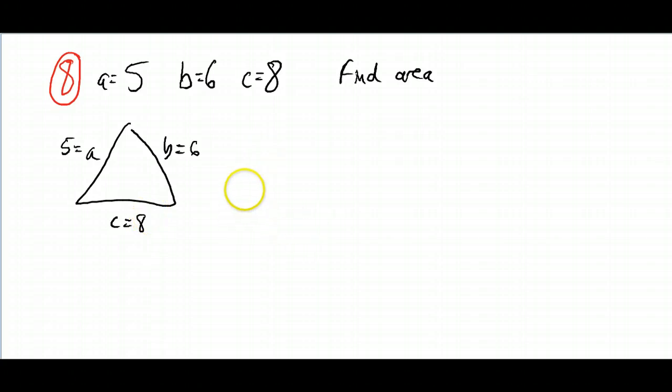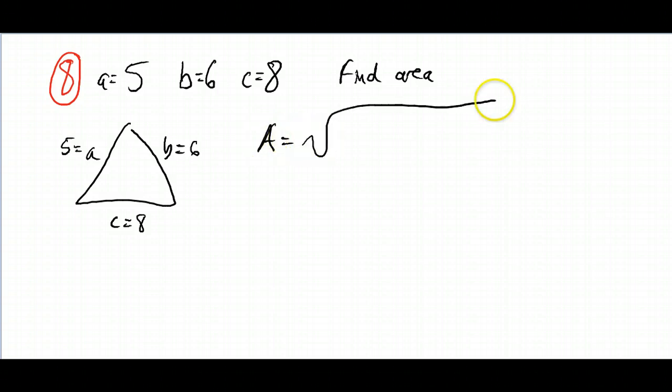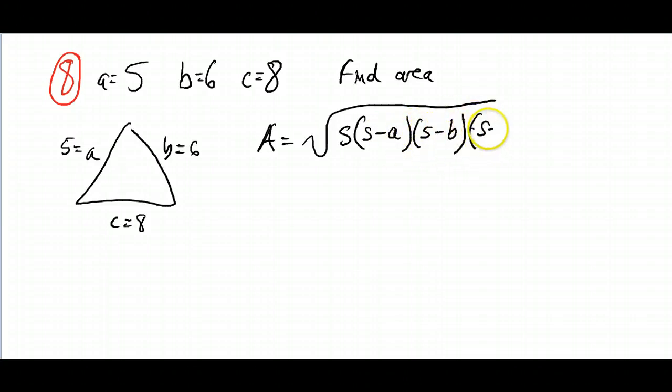Okay, now we only know the side lengths here. We don't have any angles. We could work them out, but we can use Heron's formula. We don't have to work out any of the angles. We can just go straight to Heron's formula, which says area equals the square root of S times S minus A times S minus B times S minus C, and where S is half A plus B plus C. Okay, so all we've got to do is put our values into this equation and we'll get the area.